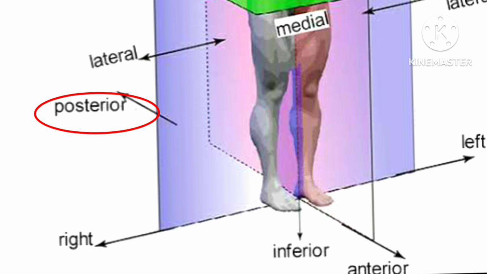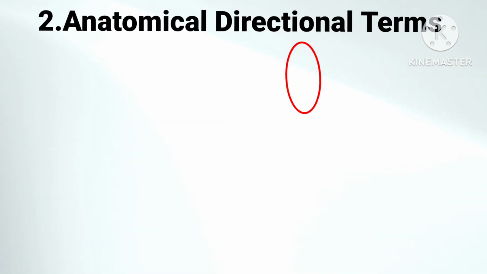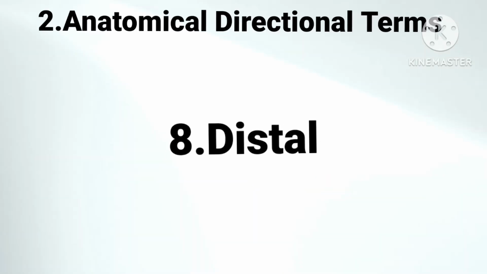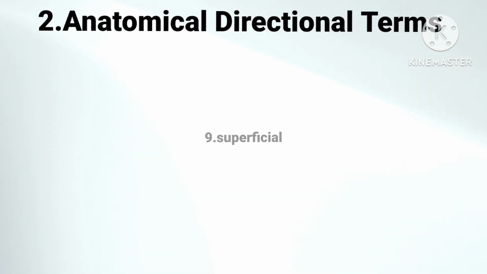Posterior. Posterior means found towards the back of the body. It is also the direct opposite of anterior. So with reference to the example given above, we can say that the back of your head is posterior to your face. Proximal. Proximal means part of the body found closer to the body than another. For example, your arm is proximal to your forearm. Distal. Distal means part of the body found further away from the body than another. It is also the direct opposite of proximal. With reference to the example given above, we can say your forearm is distal to your arm.